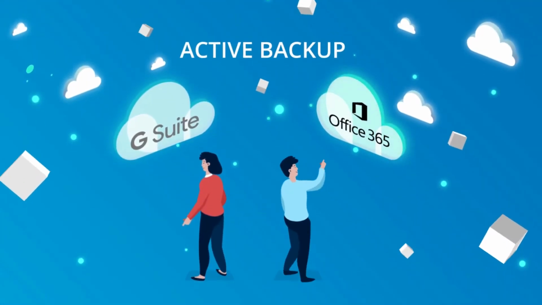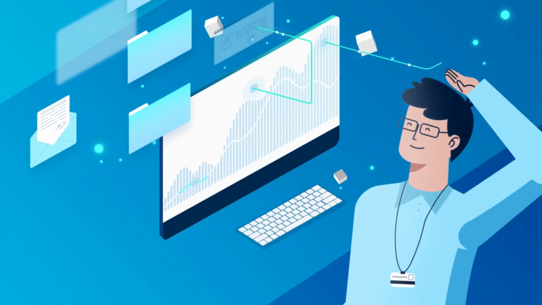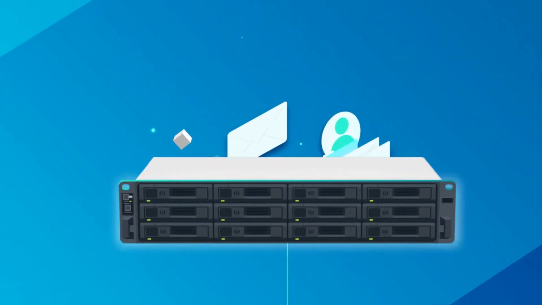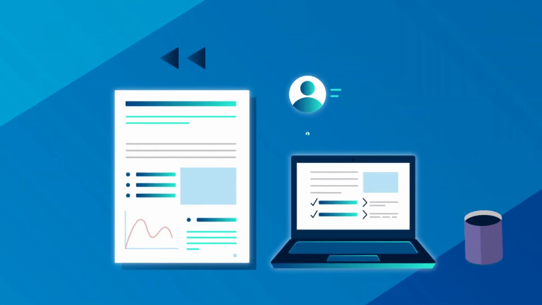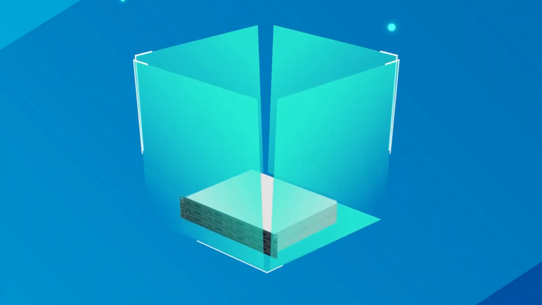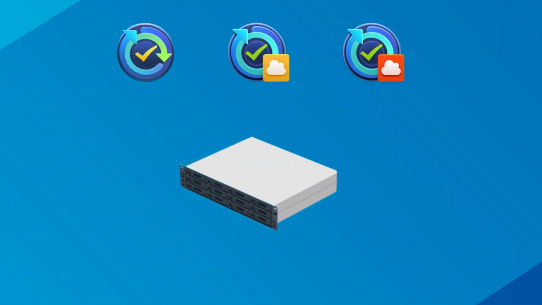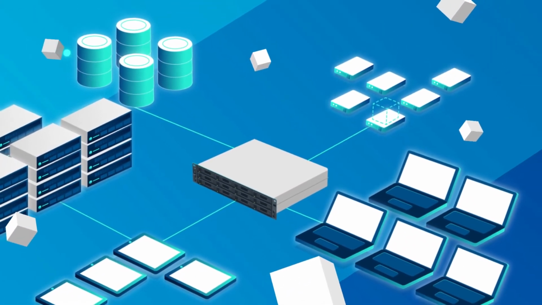Using Active Backup for Office 365 and Active Backup for G Suite, you can even back up files, mail, and contacts from the cloud. If something is accidentally deleted, employees can go back in time and recover files themselves without IT admin's help. Because the Active Backup Suite comes free with Synology NAS, you can back up as many devices as needed without additional license fees.